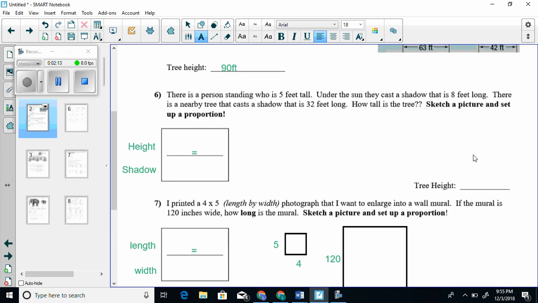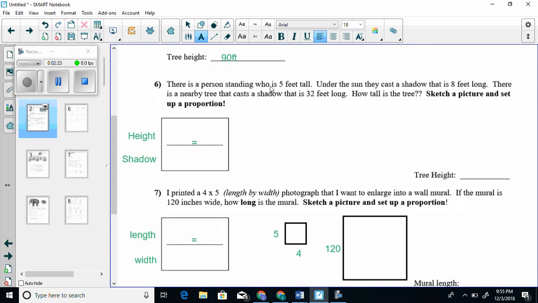Okay, so coming down here, I have another one already set up for us. This one I'm not going to draw a picture. The next one I do draw a picture, so it's really up to you. It's talking about a person who is 5 feet tall. Under a sun, they cast a shadow. So once again, I'm talking about height and a shadow. There's a nearby tree. I'm comparing a person and a tree that casts a shadow that is 32 feet long. How tall is the tree? So maybe right away, I know this side, I'm going to do person, and this side, I'm going to be talking about the tree.